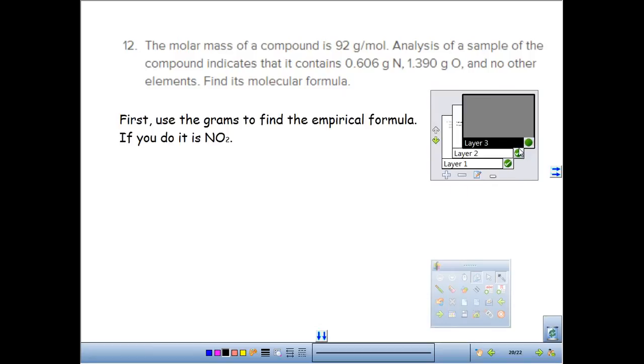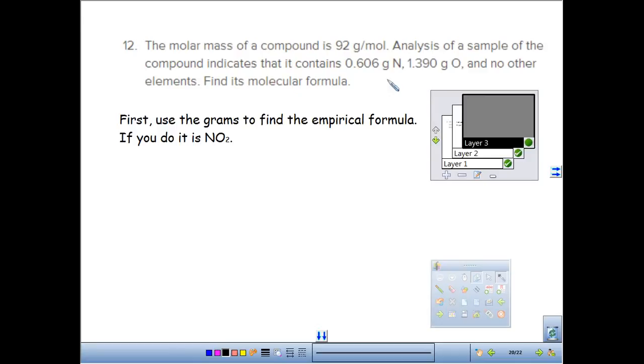And that's what I did. How did I find the empirical? Well, percent to mass, it's in mass already, so I don't have to worry about that. Mass to mole. If you take 0.606 grams and get it to moles of nitrogen, 1.390 grams of oxygen, get it to moles of oxygen, I divide by smallest, it's a 1 to 2 ratio. This is the empirical formula for this information. Okay, so find the empirical first.